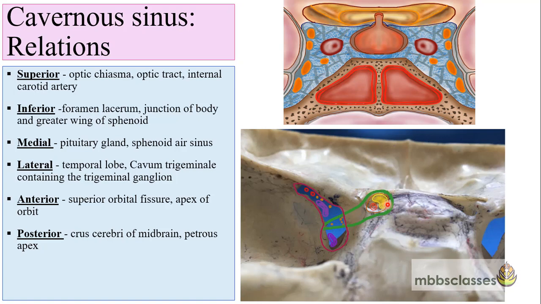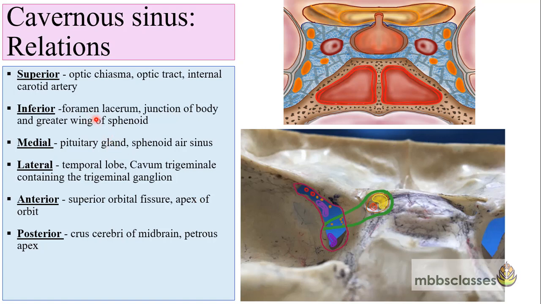This is the optic canal. The yellow color is the optic nerve. So let me tell you about the relations. Superiorly, it is related to the optic chiasma, optic tract, and the internal carotid artery. Then inferiorly, this is the area of the cavernous sinus.